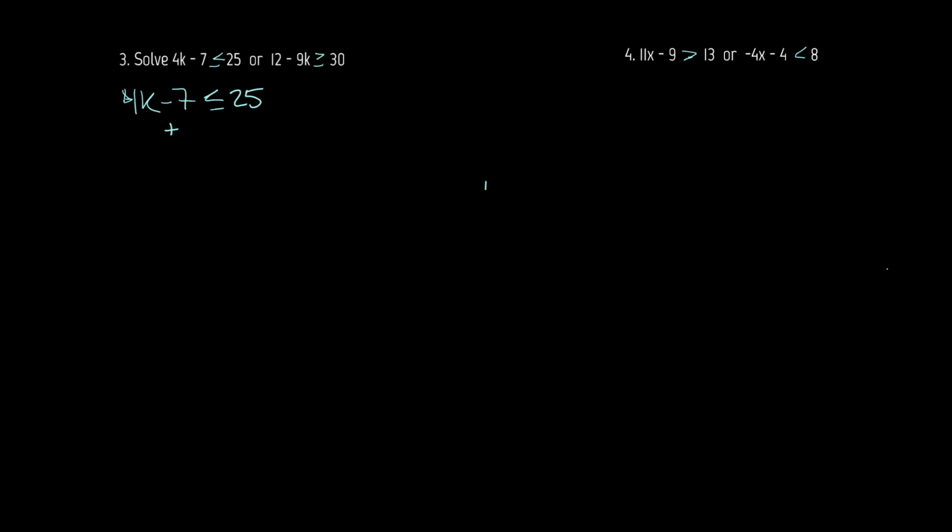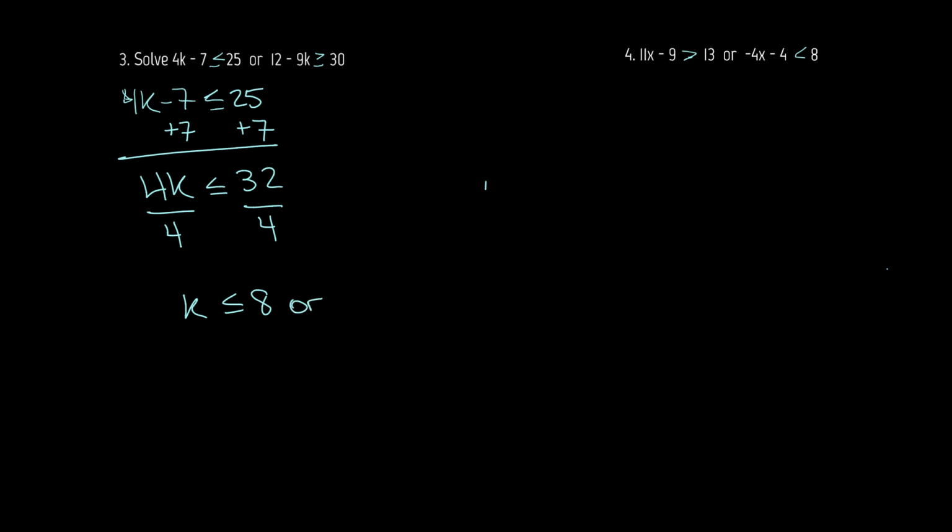And so I'm going to add the 7 to both sides. And I've got 4k is less than or equal to 32. So I'm trying to get the k by itself, so I divide both sides by 4. And I get k is less than or equal to 8.